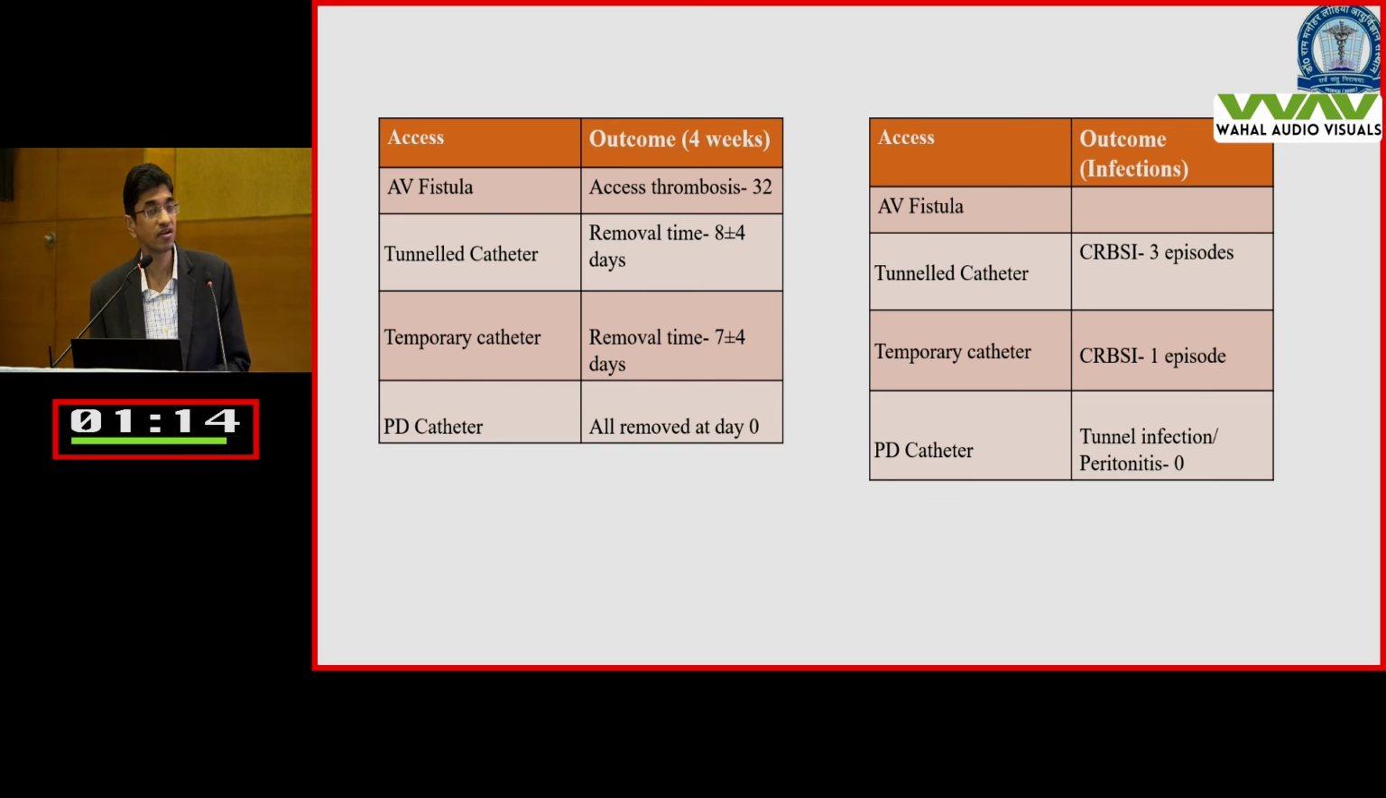All PD catheters were removed at the time of transplantation itself, because we are only doing live related transplant. So anyhow, we don't expect a high rate of delayed graft function in our setting.